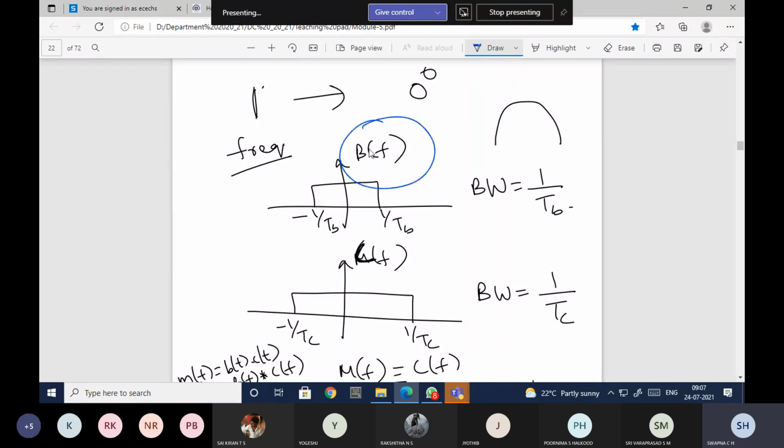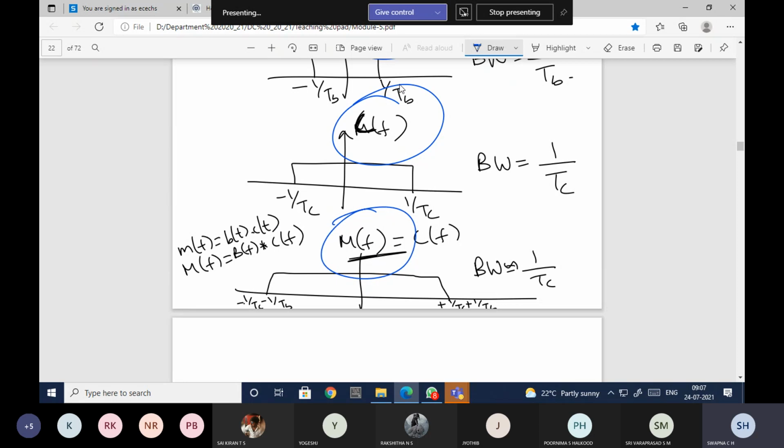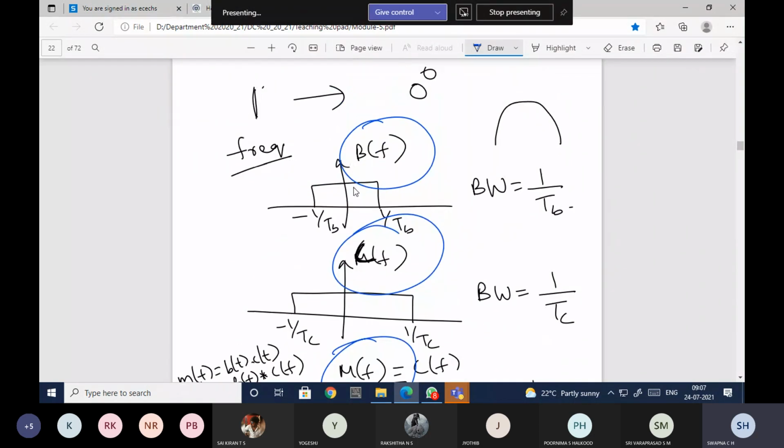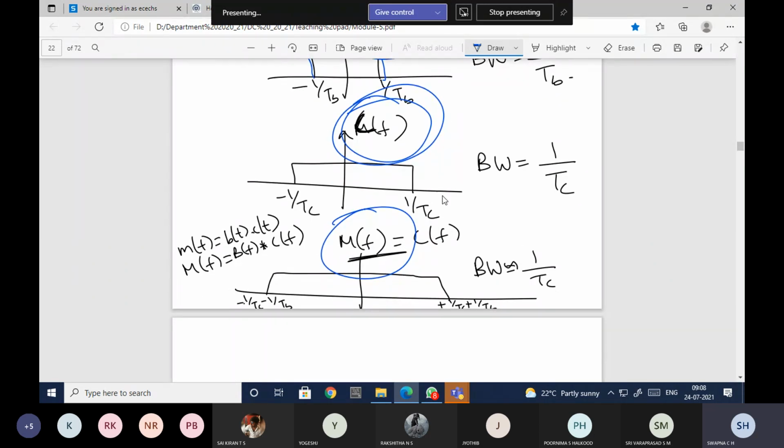So this is the B of f spectrum, C of f spectrum, and this is the M of f spectrum. Here, B of f has a very small bandwidth. Now we are spreading it by using C of f. If you observe, M of f is almost equivalent to C of f only. B of t is getting multiplied with C of t, so that its spectrum M of f is spread. This spread signal I'll be transmitting through the channel.